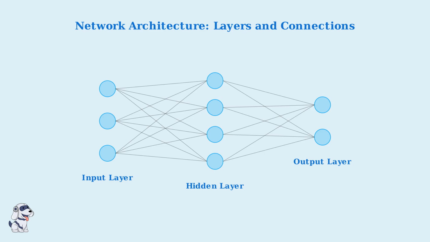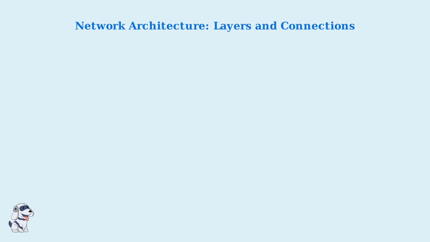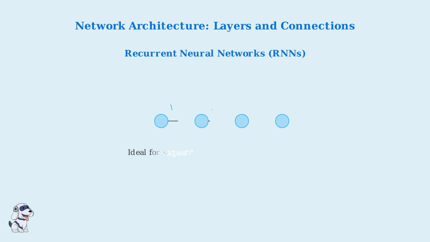This unidirectional flow makes these networks particularly effective for classification and regression tasks. While feed-forward networks are fundamental, there are specialized architectures designed for specific types of data and tasks. Recurrent neural networks have connections that loop back on themselves, allowing them to maintain memory of previous inputs. This makes them perfect for sequential data like text, speech, and time series.